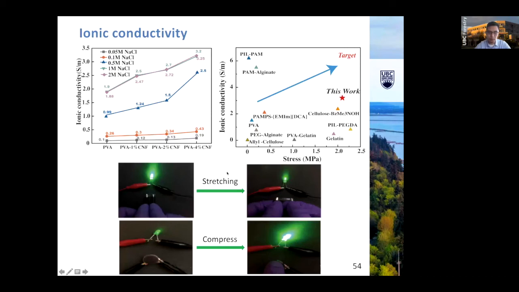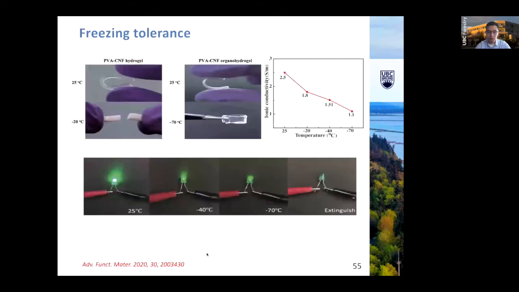So it shows an ionic conductor, where the conductivity or resistance changes under stress. With a longer transporting distance, the resistance increases and the light bulb becomes darker, and then by compressing, you are making it more conductive.